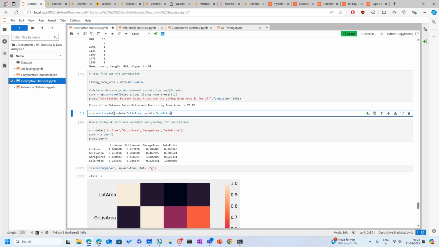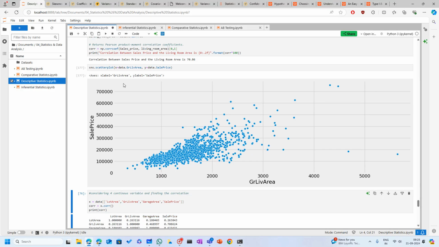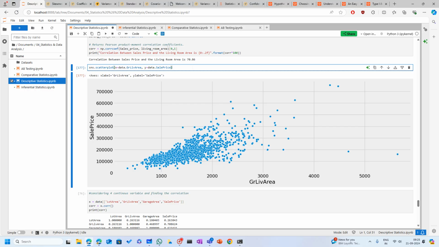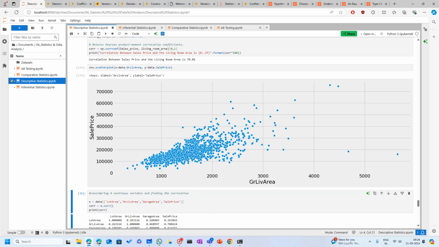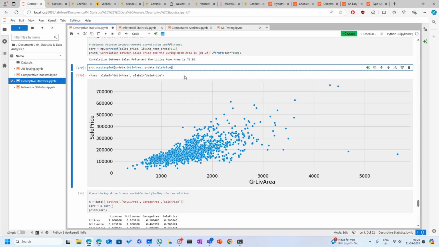When we say it is 70.86, is it the sale price influencing the living room area, or the living room area influencing the sale price, when we are trying to find the correlation between these two? I just want to understand what is X and what is Y. Both. The answer is both. When you calculate a correlation, what you are essentially calculating is the interdependence. How much of this will impact sale price, and the other way is also true, how much of sale price will impact this.